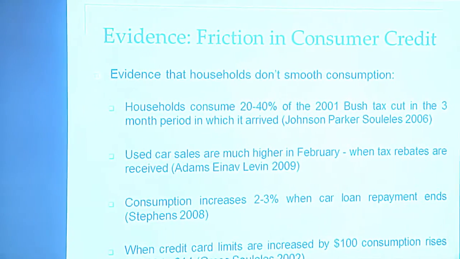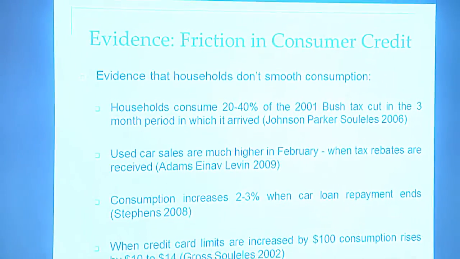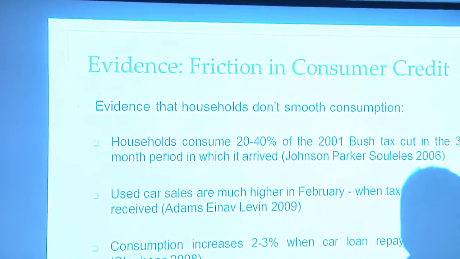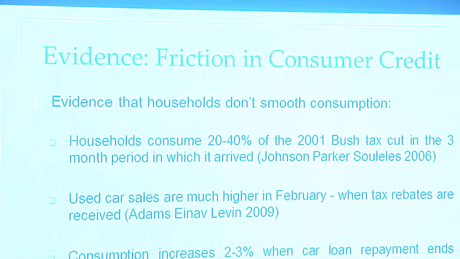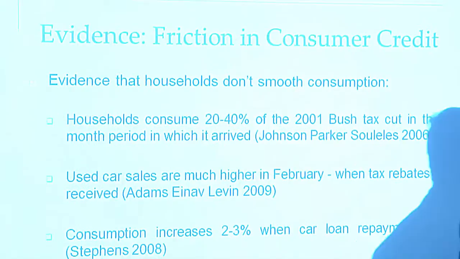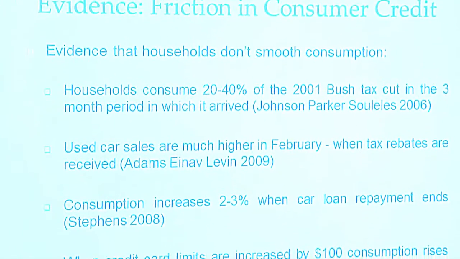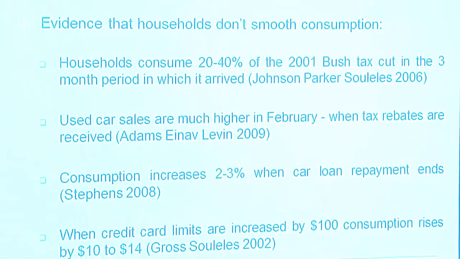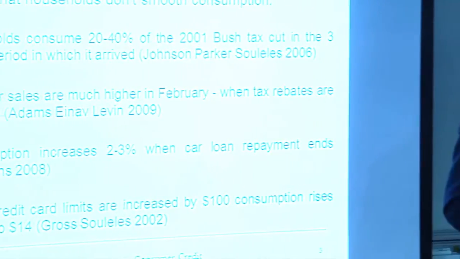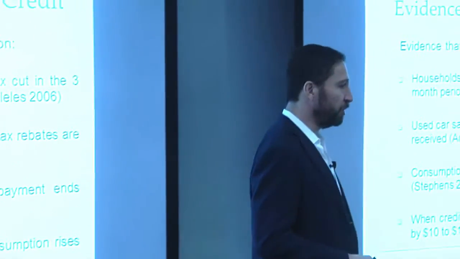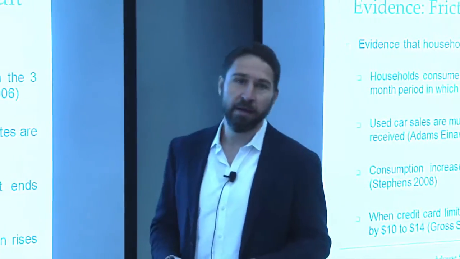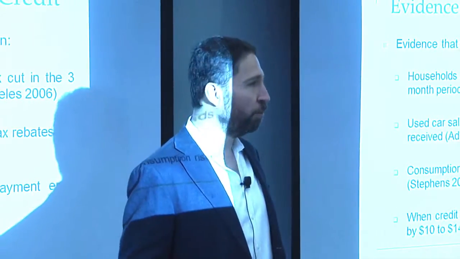There's a very nice paper where some economists looked at the Bush tax cut, which was mailed out to you in a check in 2001. Different households received it at different months, randomly, based on their social security number. They just can't send all those checks out at the same point in time. So there's essentially a randomized trial on when you get the money. And they show that people consume about 20 to 40% of that money in the 3-month period when they receive it.